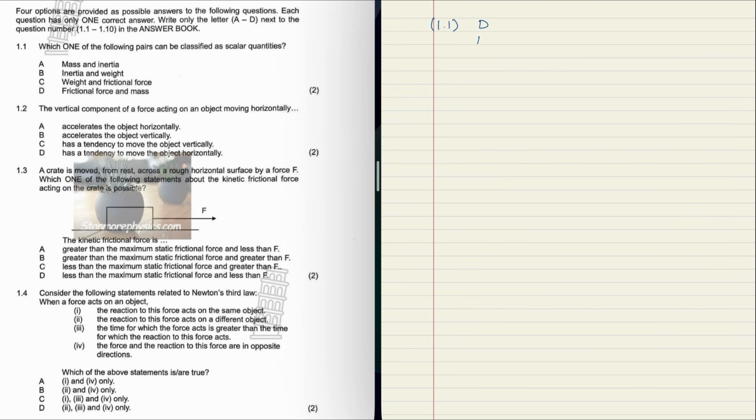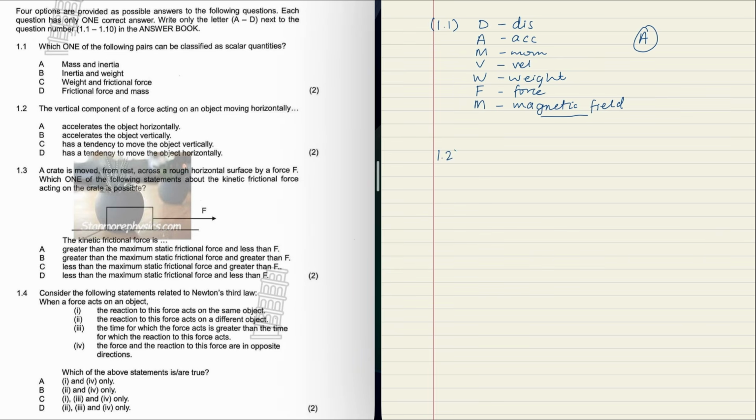Vectors are: displacement, acceleration, momentum, velocity, weight, force, and magnetic field, or any field for that matter. So using this, we can then choose option A as our answer, because option A does not have any of these as options, meaning that those are scalars.